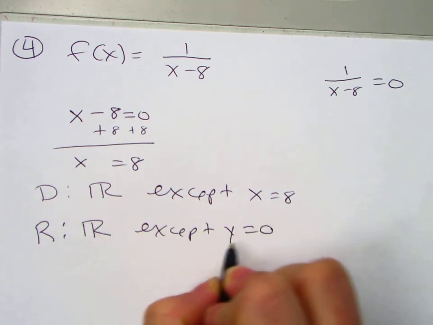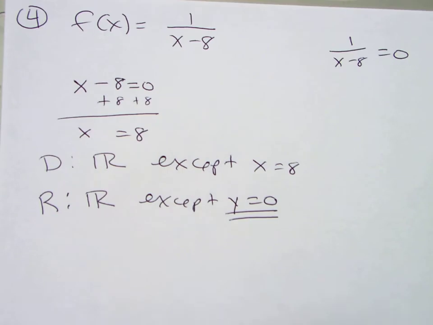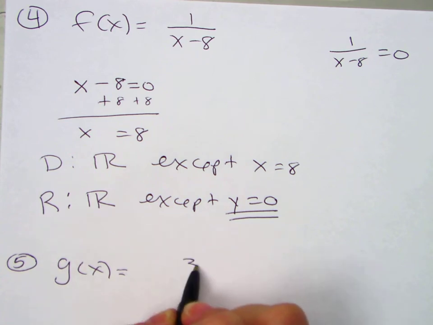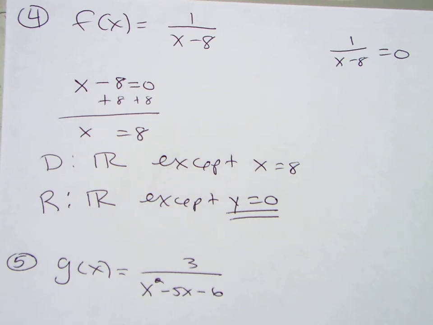y equals 0. Notice it was a y. Okay. Last one like this. Not last one. Last one like this. Let's call it g of x this time: 3 over x squared minus 5x minus 6. Pause the video. Try it on your own.